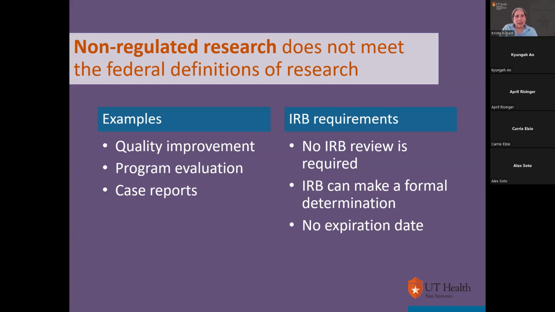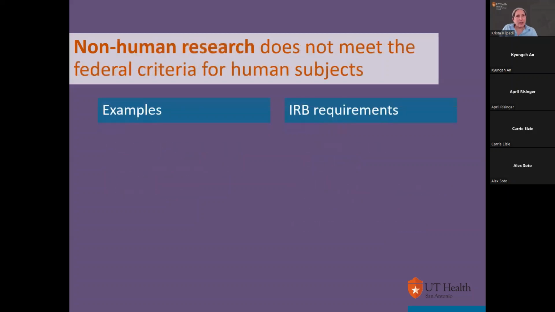So let's go on to the next category. Non-human research is the next category. As opposed to non-regulated research, this is research that actually is research but doesn't meet the criteria for human subjects. So that's meeting the other part of the definition.